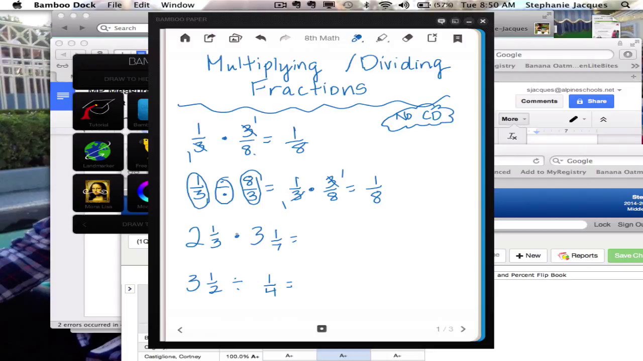All right, let's deal with some mixed numbers. So when I'm dealing with mixed numbers in multiplication or division, you always want to change them into improper fractions. Here's a reminder how to do that. You do 2 times 3 is 6, plus 1 is 7. So really I have 7/3 times, and then 3 times 7 is 21, plus 1 is 22.